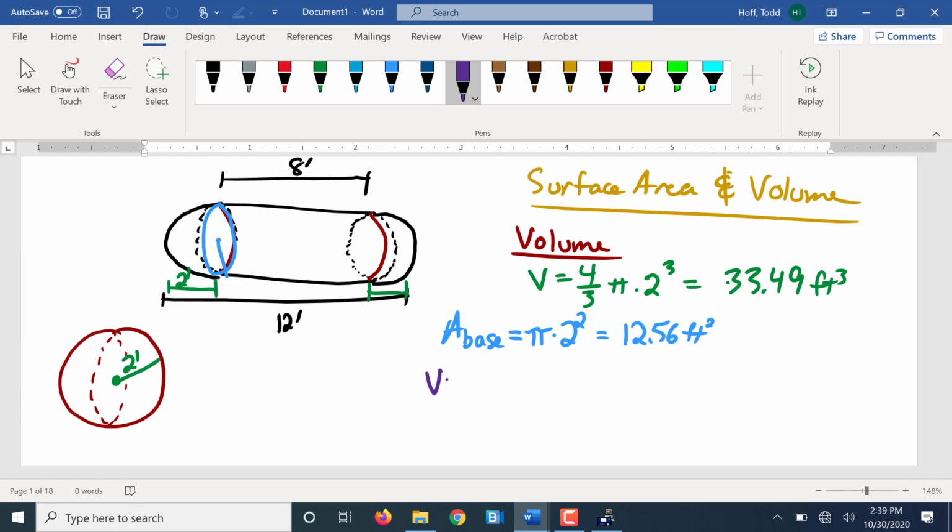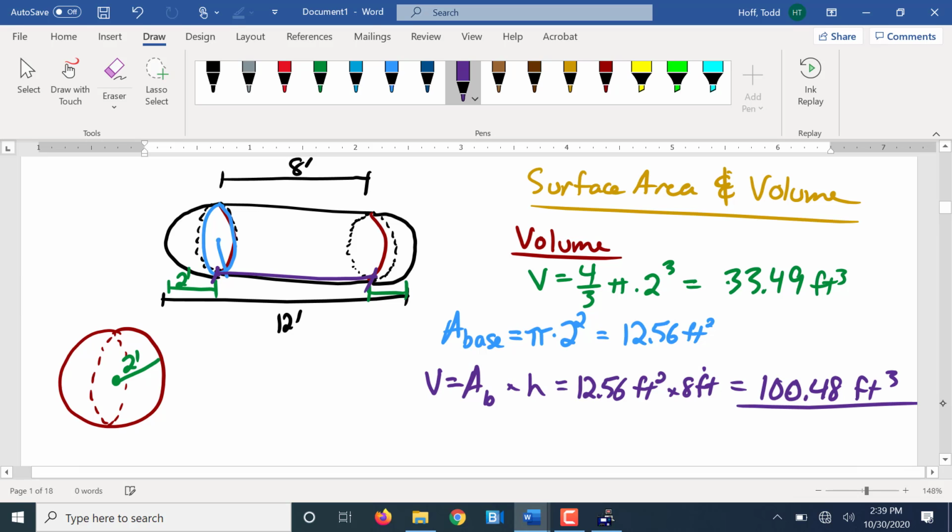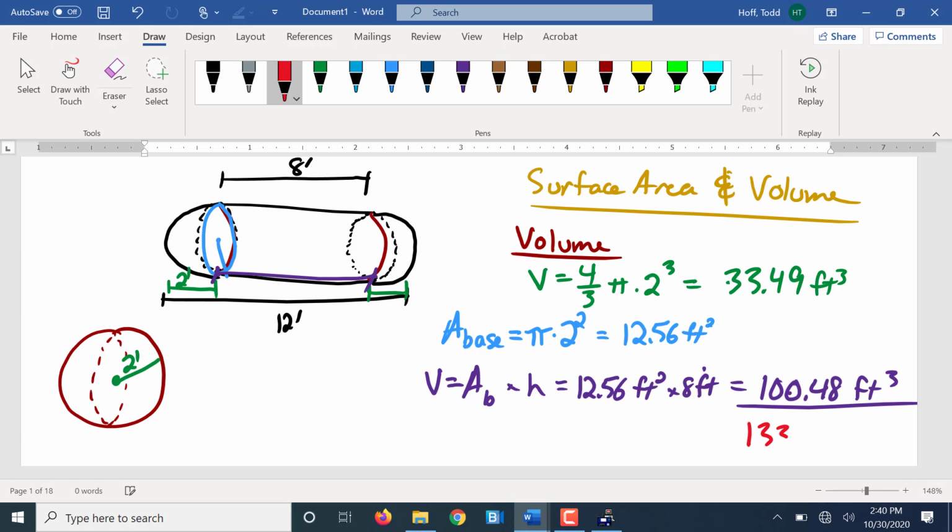And so the volume is the area of the base times the height. The height is just the distance from one base to the next. So that's 8 feet. So 12.56 square feet times 8 feet, which is going to give us 100.48 cubic feet. We add those up. We get a total volume of 133.97 cubic feet.